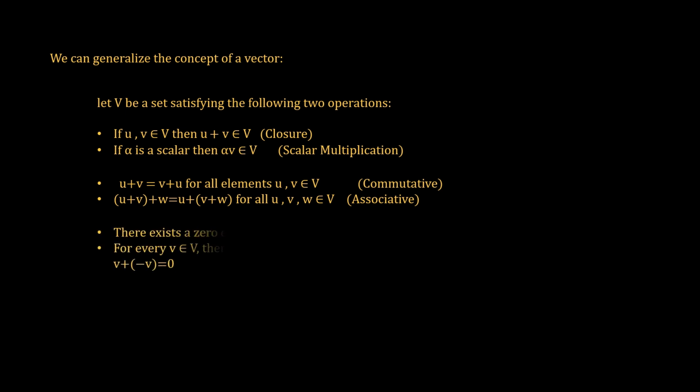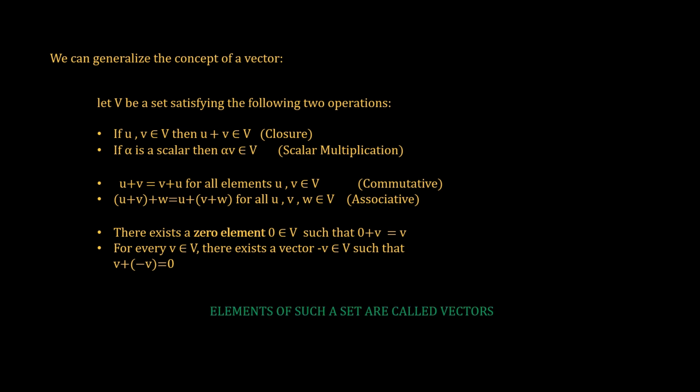The set must also include a zero element, often called the additive identity, such that when it is added to any object in the set, the object remains unchanged. The zero element essentially defines the origin of our space. Finally, every element in the set must have an inverse within the set, ensuring that when any element is added to its inverse, the result is the neutral zero element. Any set that satisfies these axioms is called a vector space, and the elements within the set are referred to as vectors.